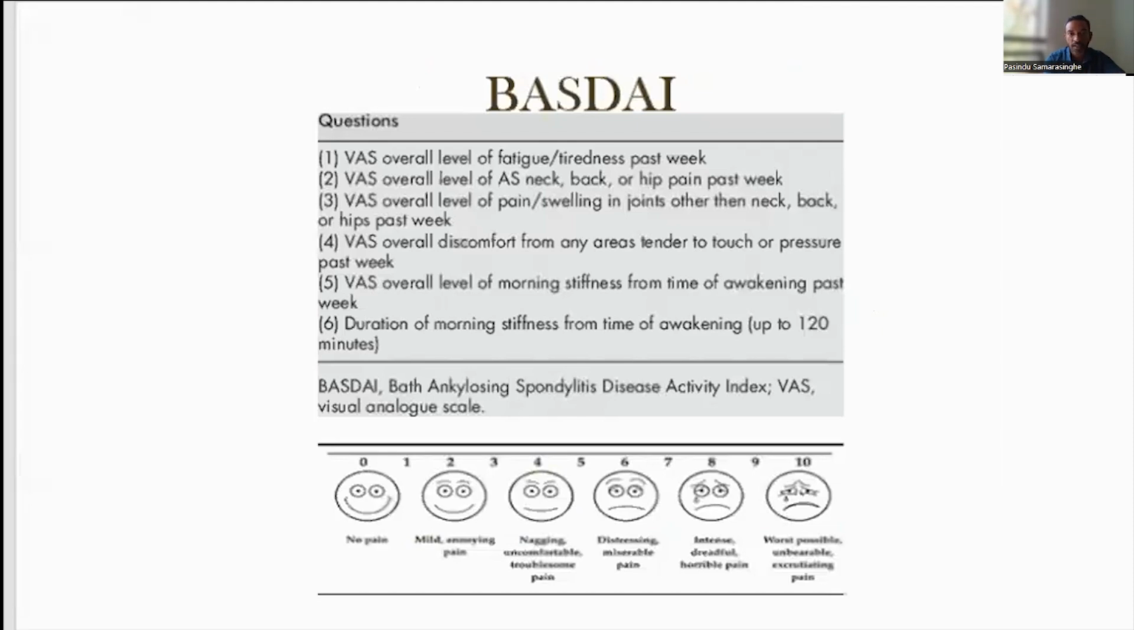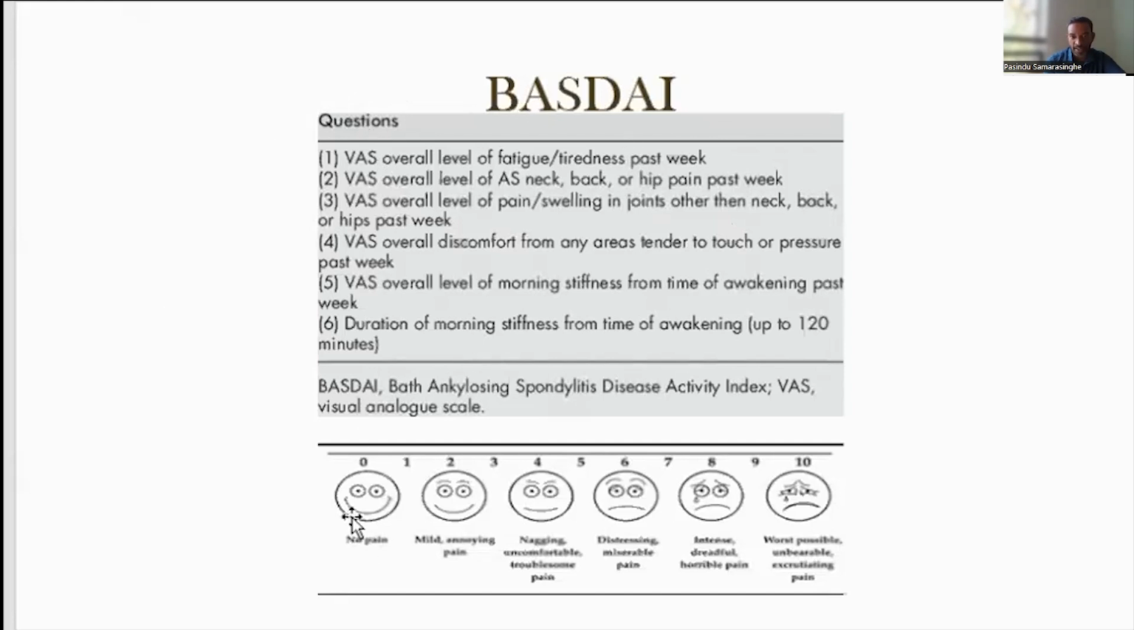So nowadays in rheumatology we use lots of disease activity indices to monitor the disease. So this is called BASDAI, and like in rheumatoid arthritis we do the DAS28 and the CDAI. These are disease activity indices. I'll briefly go through these. So in each clinic we try to do these to see the level of disease activity.